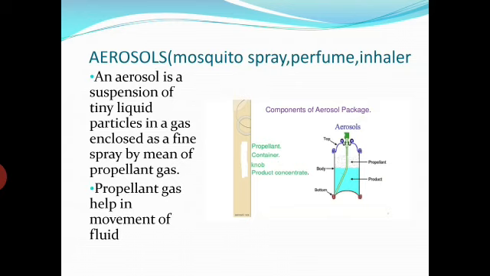Chlorofluorocarbons were used as a propellant, but nowadays it is banned because it depletes the ozone layer. So I will give you some work here: search about which propellant gas is used in aerosols nowadays. So you search about it, and then let me know. Okay.